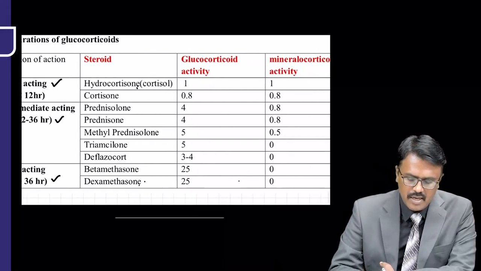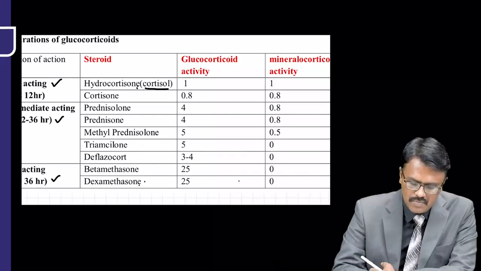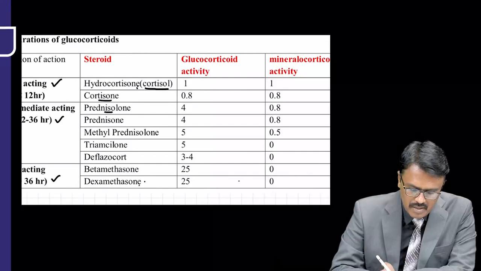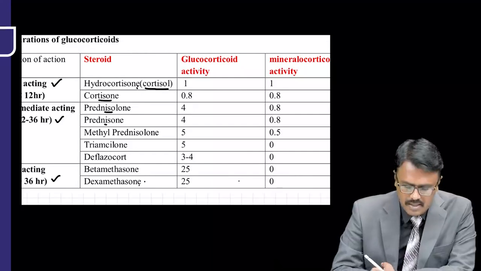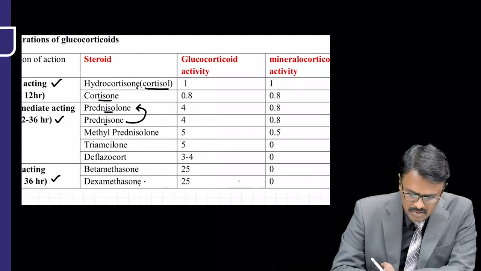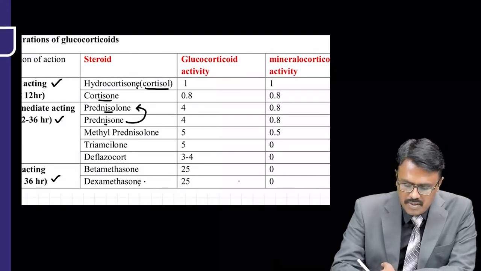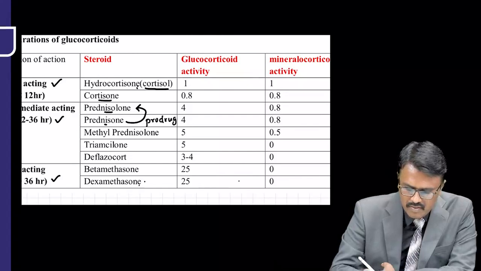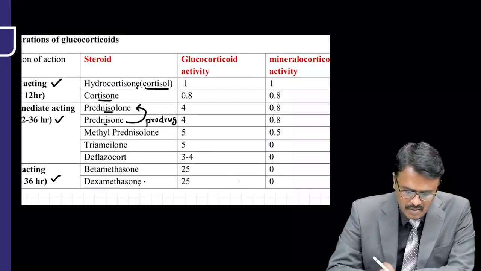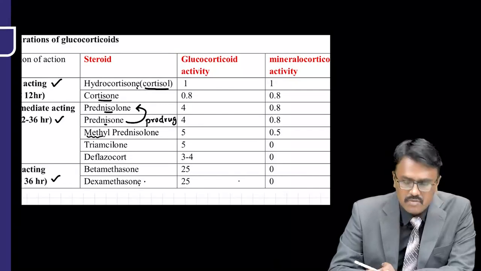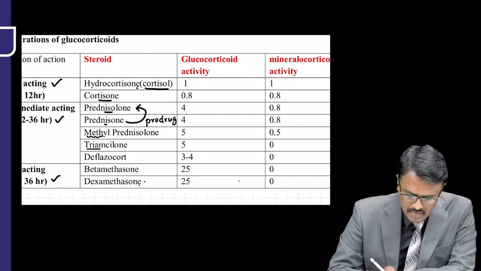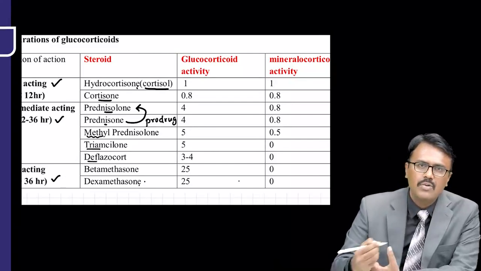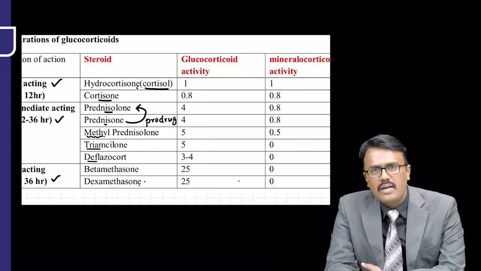So we have a drug by the name hydrocortisone, also called as cortisol. Then cortisone, we have prednisolone and prednisone. Remember, prednisone after metabolism will give rise to prednisolone, and prednisone is the prodrug. After metabolism, it will give rise to the active compound, that is prednisolone. For prednisolone, if I add methyl, it becomes methyl prednisolone. We have triamcinolone, deflazacort, and two famous drugs, betamethasone and dexamethasone.